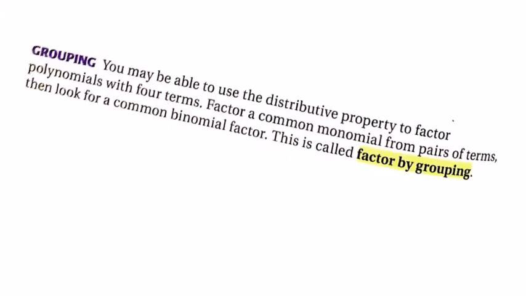So grouping is going to be more of our fail-safe method. You may be able to use the distributive property to factor polynomials with 4 terms. Factor a common monomial from pairs of terms, and then look for a common binomial. So we're going to be adding in a couple of steps and then doing what we just did in those previous couple of examples. This is called factor by grouping. Instead of having to go about this trial and error process, you can use factor by grouping.